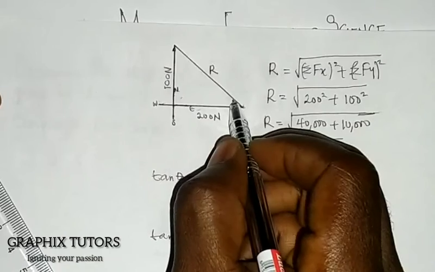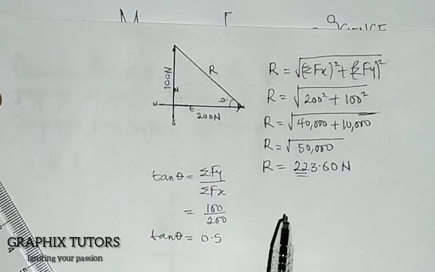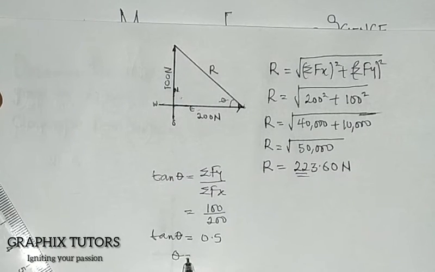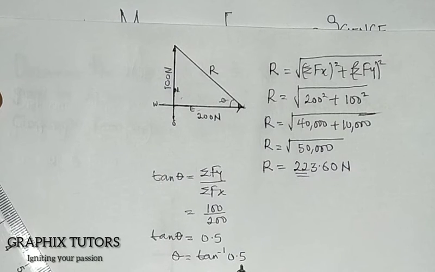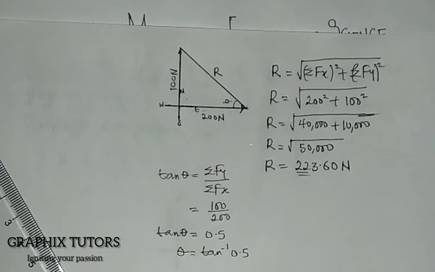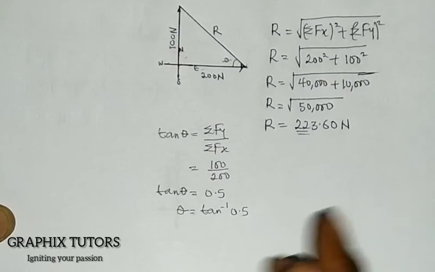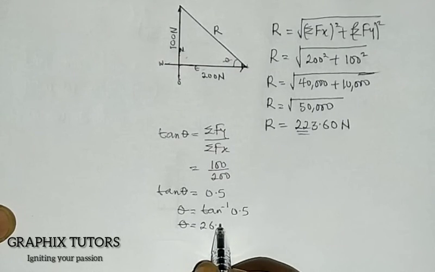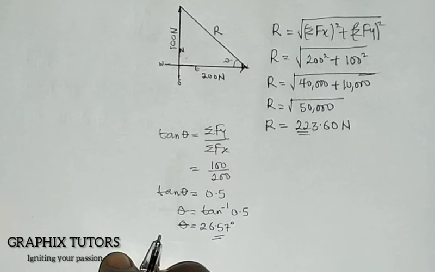So we want to calculate the angle, right? So theta will now be tan inverse of 0.5. So what would that give us? Tan inverse 0.5 will be 26.57. That is what we have. So theta will give us 26.57 degrees. That is how it goes.